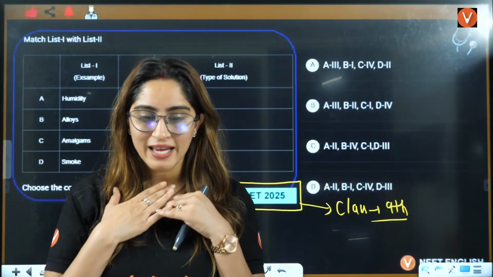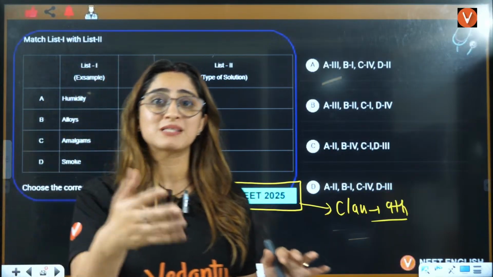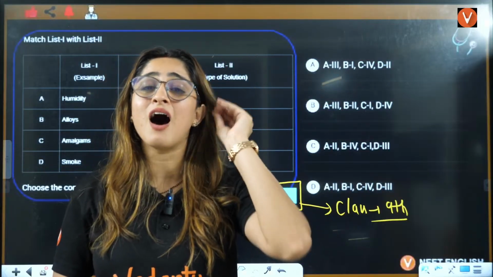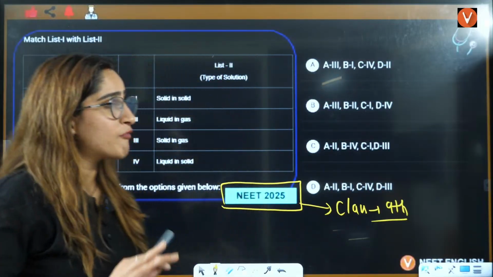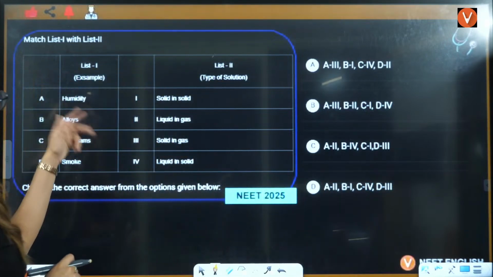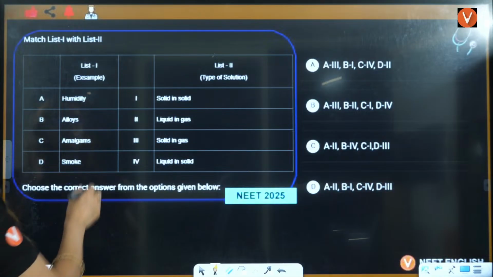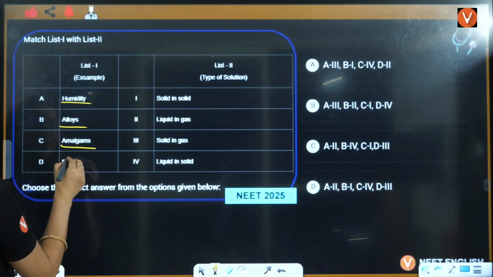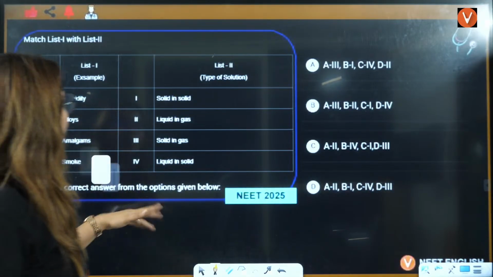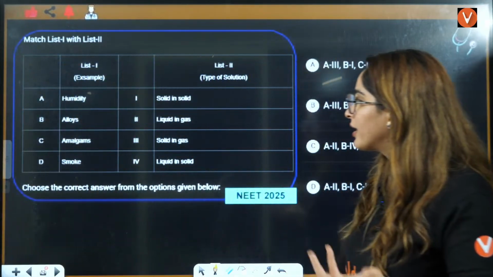And still, I can say that yes, still the topics that I told, from them questions came, right? But still, it's unpredictable now, right? So you have to do everything right. So now here, if you see, the question was, now they are asking you humidity, alloys, amalgams, smoke, right? What are these? Solid and solid, right? Liquid and gas, solid and gas.